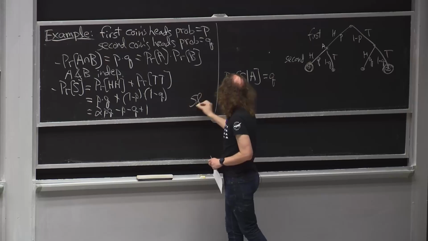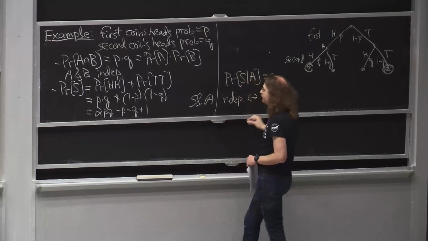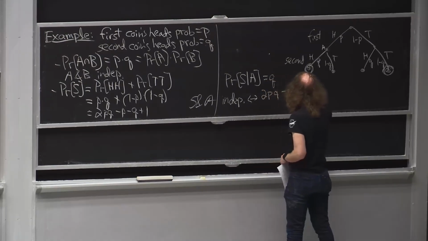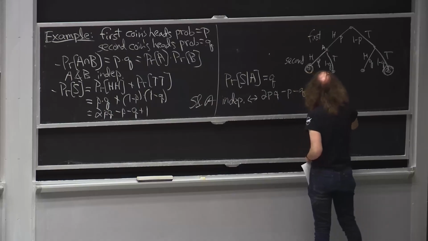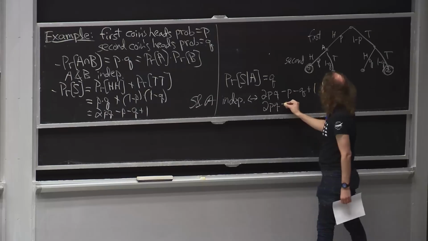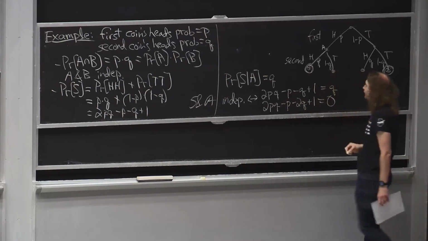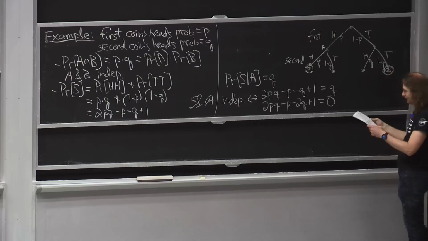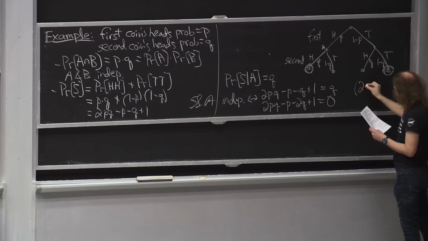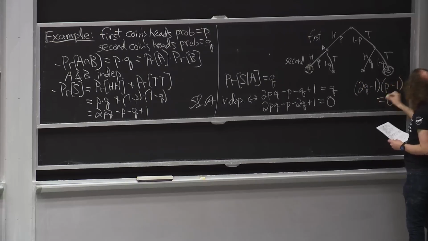So I guess S and A are independent if and only if 2pq minus p minus q plus 1 equals q. In other words, 2pq minus p minus 2q plus 1 equals 0. And this happens to factor. I don't claim this is obvious, but it is the same as (2q minus 1)(p minus 1) equals 0.